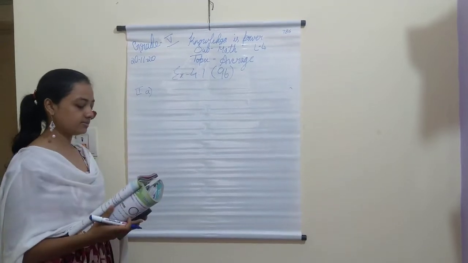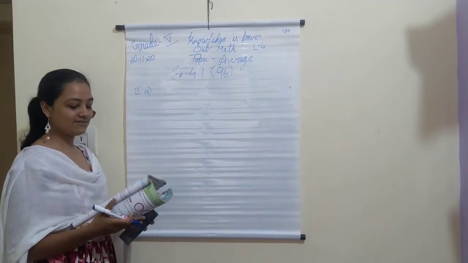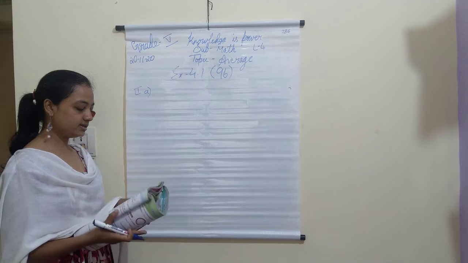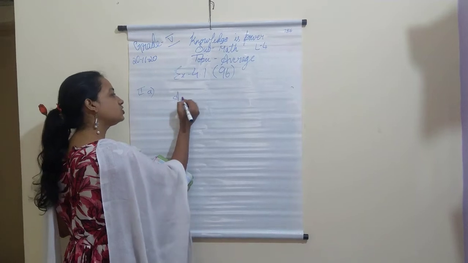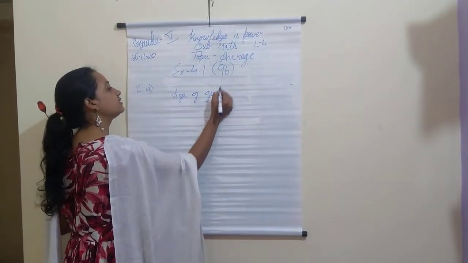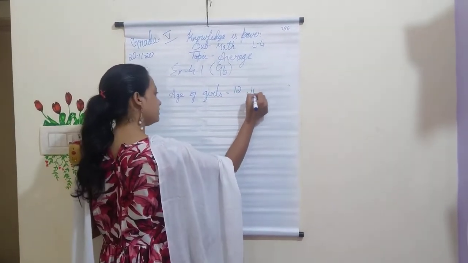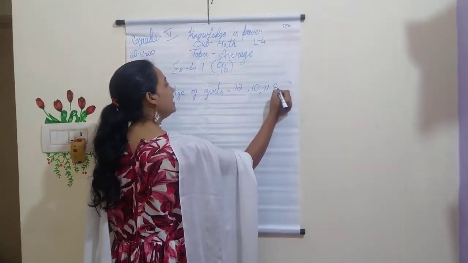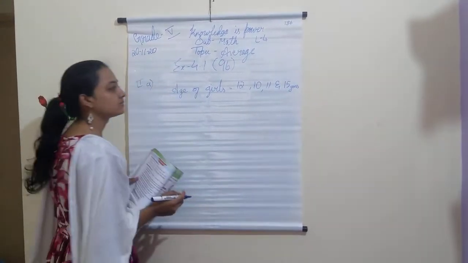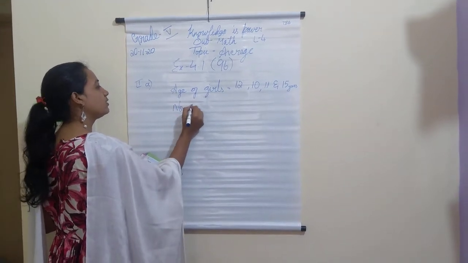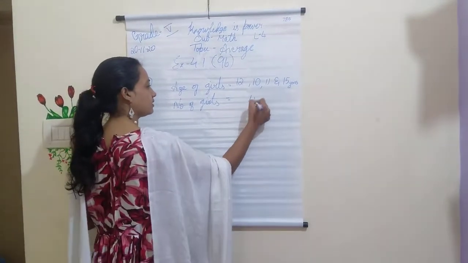Second mean, first one. The ages of 4 girls are 12, 10, 11 and 15 years. Find the average age of the girls. So what is the statement? Age of girls. What is the age of the girls given there? It is 12, 10, 11 and 15 years. And number of girls now. How many girls have they given? They have given 4 girls.